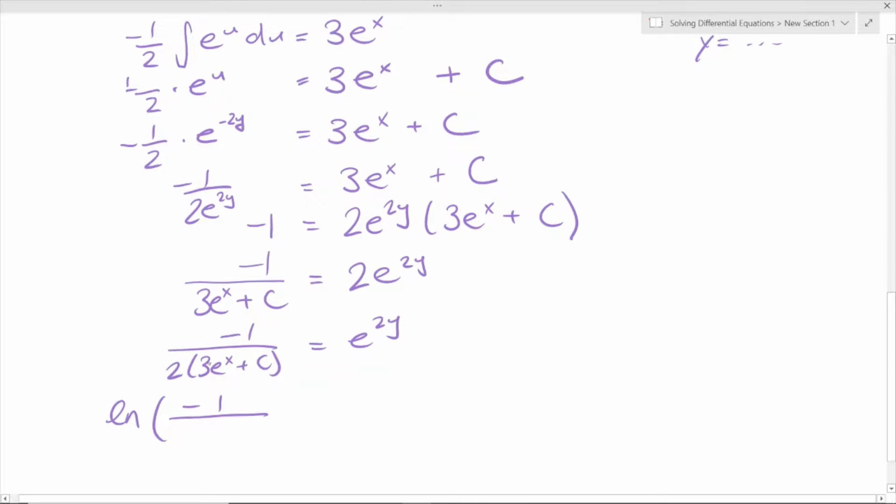In the meantime, I'm going to expand this. It's going to be 2 times 3 is 6, times e to the exponent of x, and then plus 2c. Technically, if we do 2c, let's just let 2c equal c1. So this is just going to be c1. It doesn't really matter, a constant is just a constant. Because if you multiply this, it's going to be 2c, but it's just going to be c1 because we just let that happen.